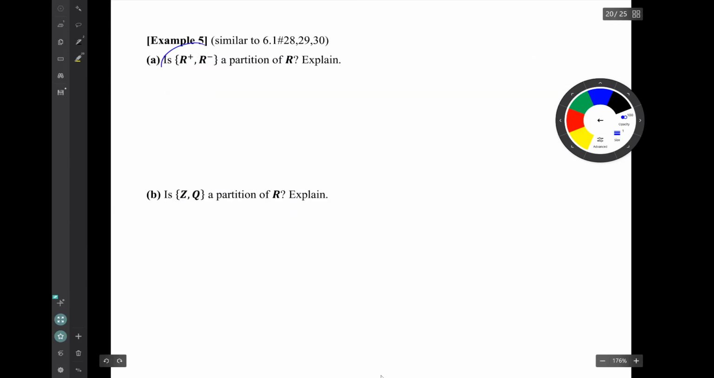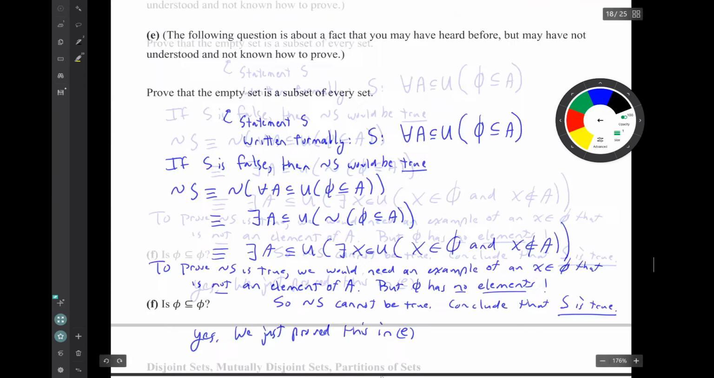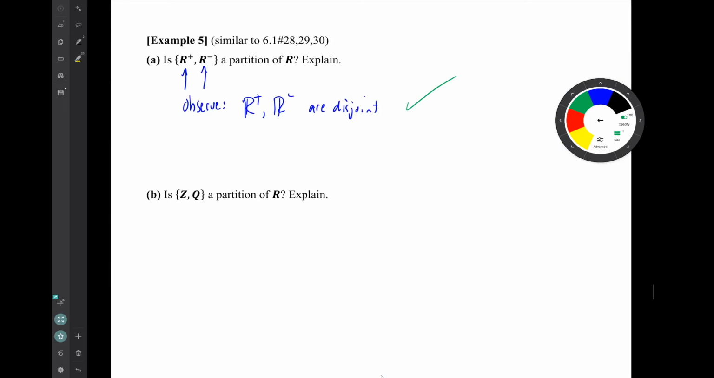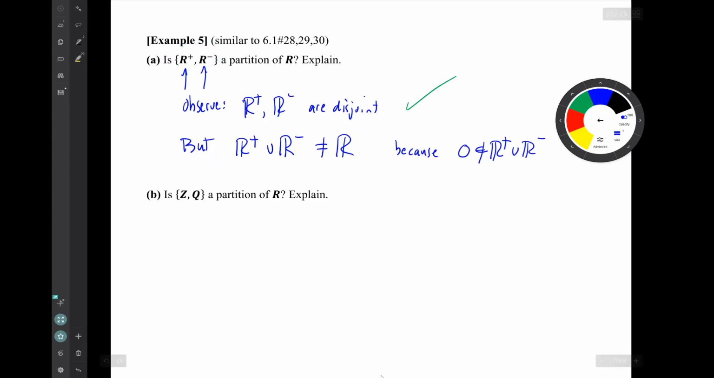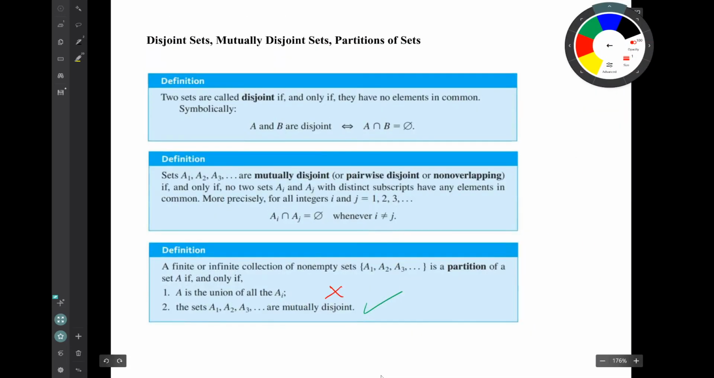So for example, is this a partition of the set of real numbers? This is the set of positive real numbers and this is the set of negative real numbers. Well, notice those two sets are disjoint. So that's one of the requirements for being a partition. But the other requirement is not satisfied. The union of these two things is not all of the real numbers, because this union is missing the number 0. 0 is neither positive nor negative, so it's not in either one of those sets, so it's not in the union. So this is not a partition. We failed this part of the definition of partition.